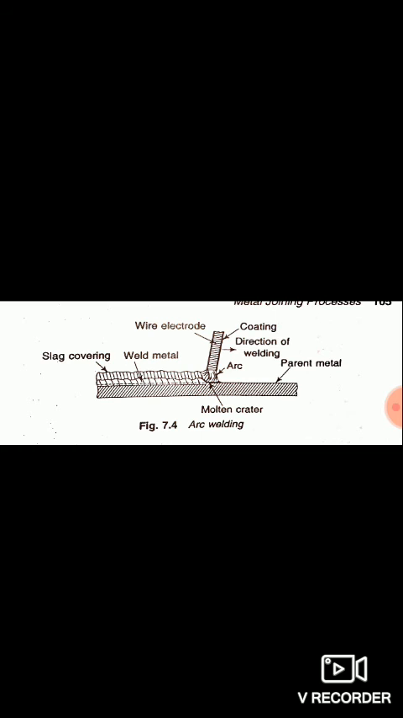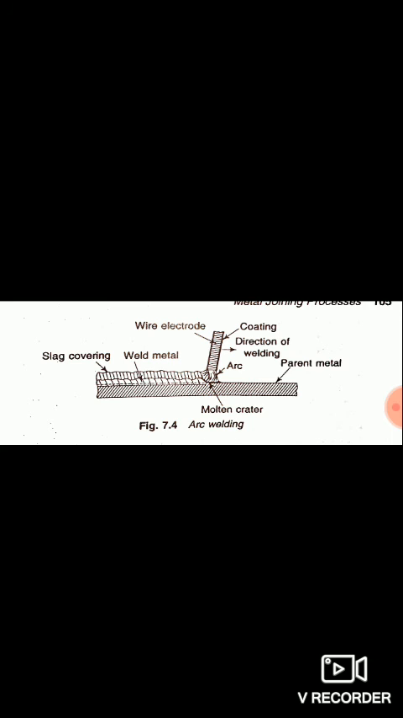The china clay, feldspar, manganese and titanium ores form a slag. This slag will help in preventing the interaction between the atmosphere and the weld metal. It also helps in uniform cooling. If there is no slag, the cooling rate of the weld metal will not be uniform. So the slag also helps in the uniform cooling of the weld metal.